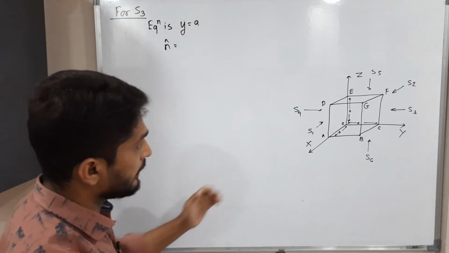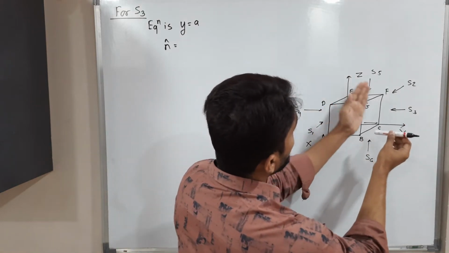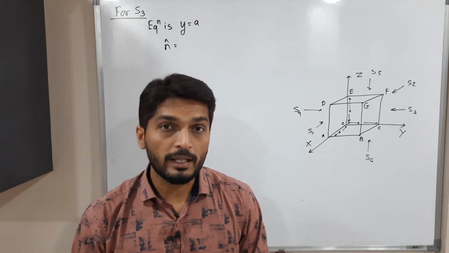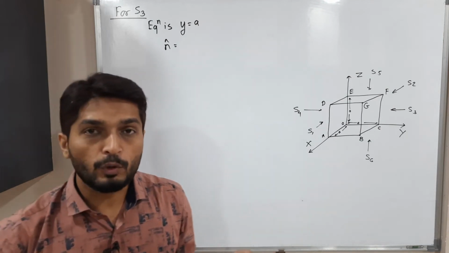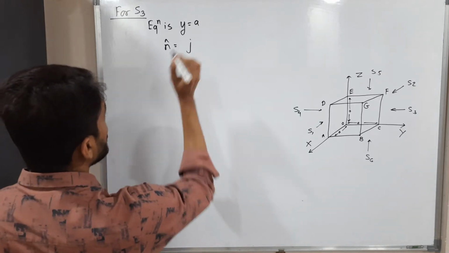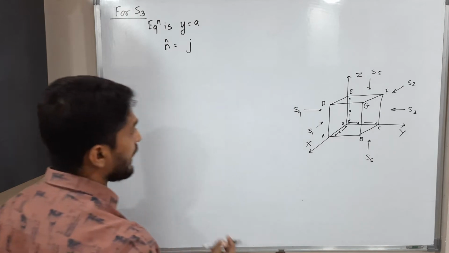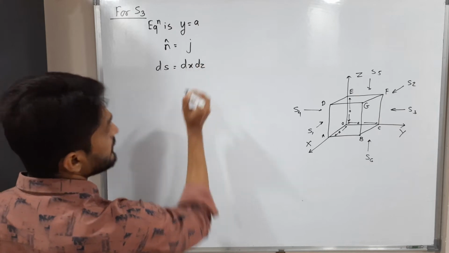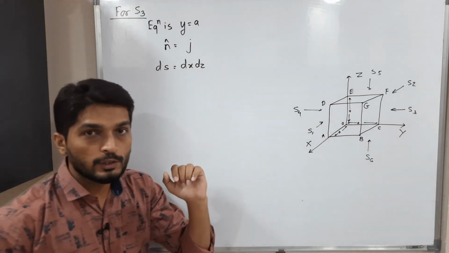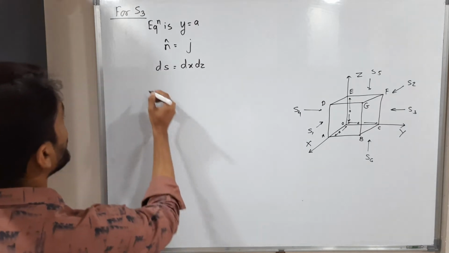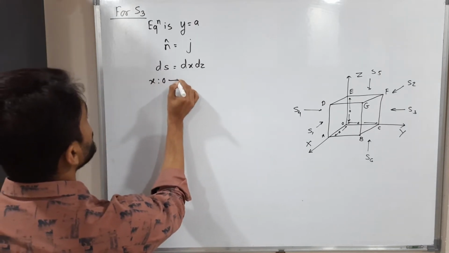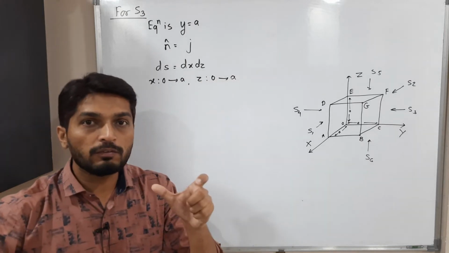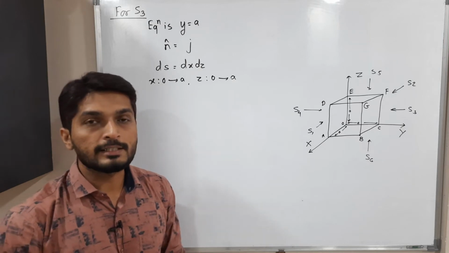Now n cap, the normal vector. If you consider a vector perpendicular to this plane, it will be in the direction of the positive y-axis. The unit vector in the direction of positive y-axis is j, so n cap is j. Obviously ds is dx dz, since this plane is parallel to the xz plane. Now the limits of x and z: x varies from 0 to a and z also varies from 0 to a, since we have a cube where the length of each side is a.